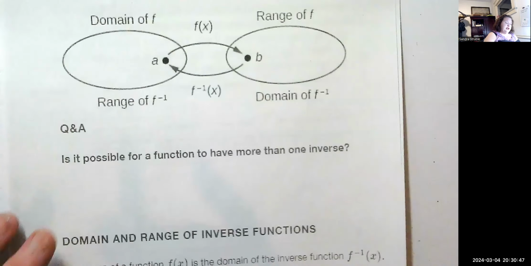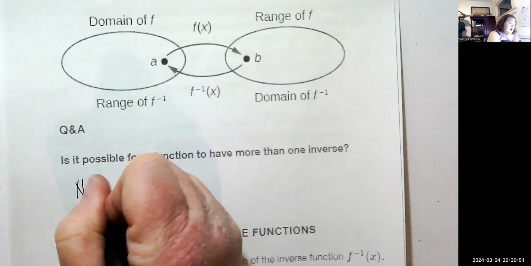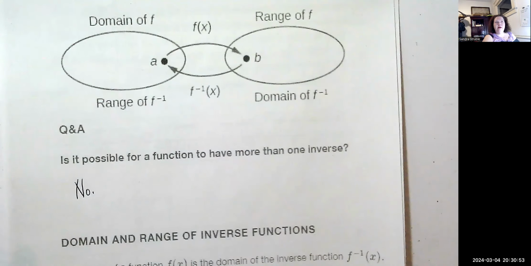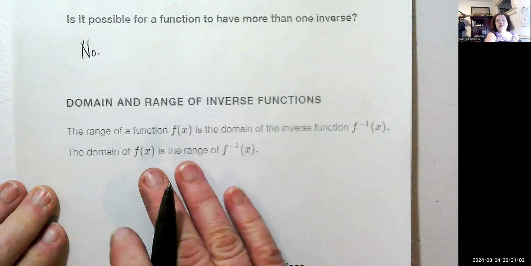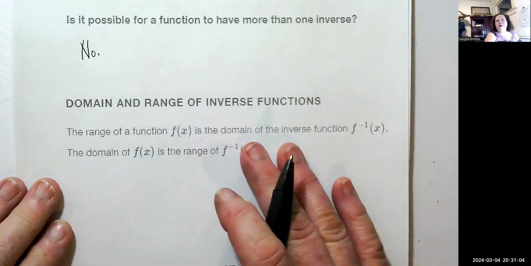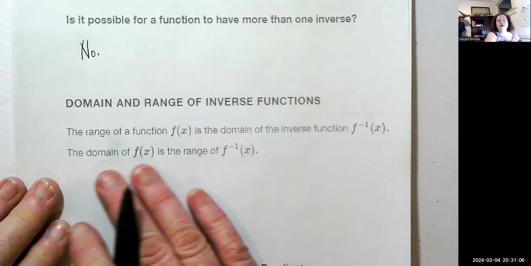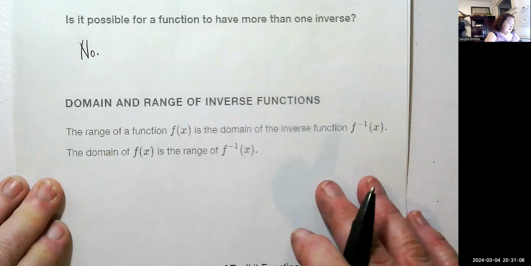Is it possible for a function to have more than one inverse? The answer here is no. It's not possible unless you restrict the domain. But given just the function, no. Domain and range of inverse functions. The range of the function f is the domain of the inverse function, and the domain of f is the same as the range of the inverse of f.